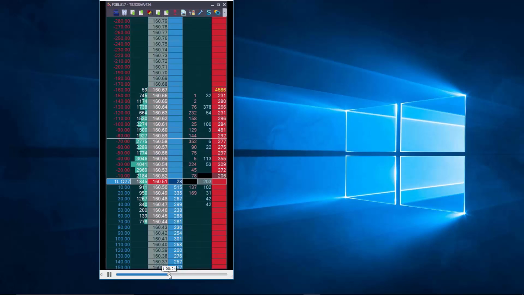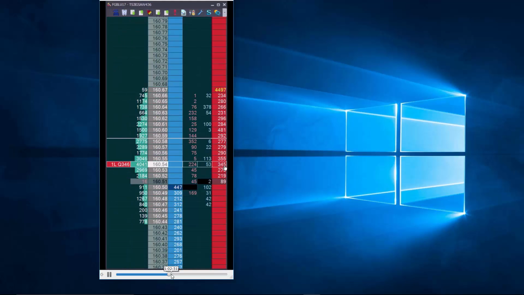So that pullback occurred and sellers came in. I believe I went short at market. I was pretty convicted that the market's going to trade down. But there was some absorption and took a quick scratch. So that's another point worth noting.